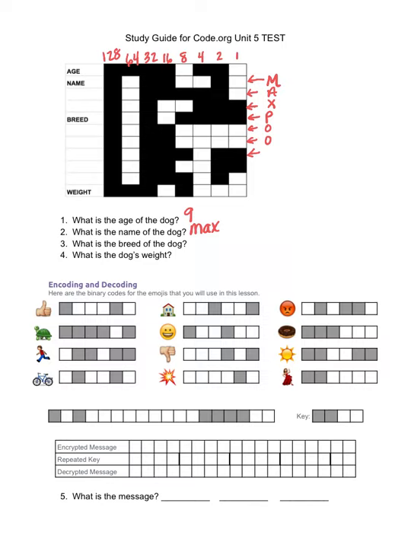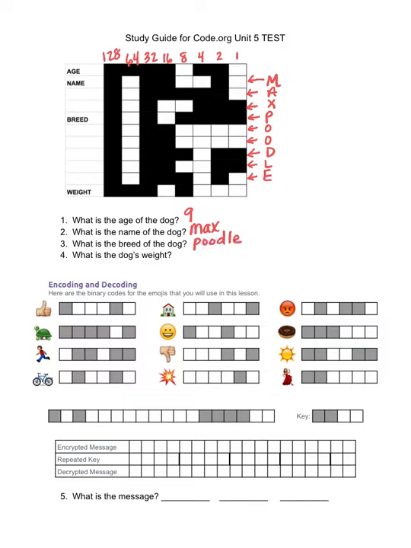The fourth letter, black, white, black, black, black, white, black, black, that's going to be a D. The fifth letter, black, white, black, black, white, white, black, black, is going to be L. And then the last letter, which you can already probably figure out what it's going to be, black, white, black, black, black, white, black, white, yes, and that's an E. So the breed of this dog, to answer question 3, is poodle. So Max is a poodle.